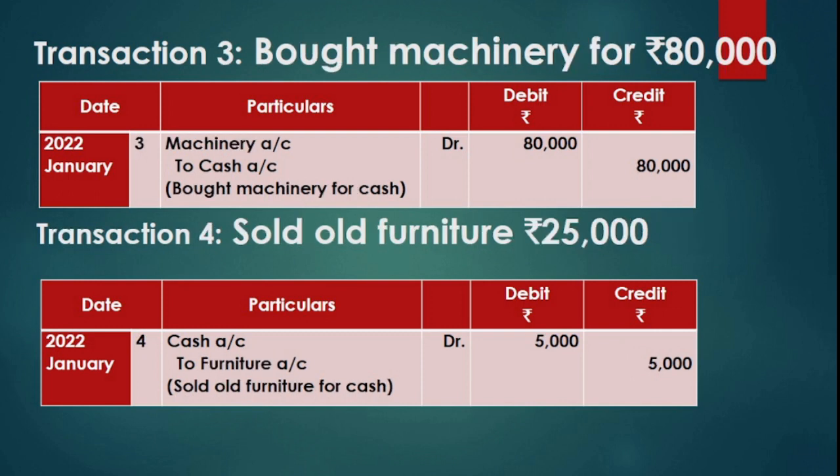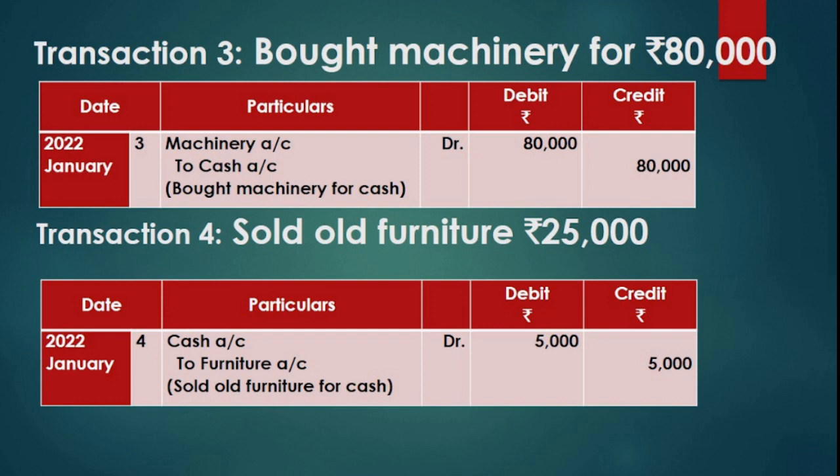We will take the third transaction. Here we have bought machinery for rupees 80,000. Here 2 accounts are coming. One is machinery account, another one is cash, because we have bought machinery and as consideration we have paid by cash. According to real account rules, debit what comes in and credit what goes out. Here machinery comes in because we have bought, so we have debited machinery account and we have paid cash for that. So cash goes out from here, so cash account is credited according to the rule.